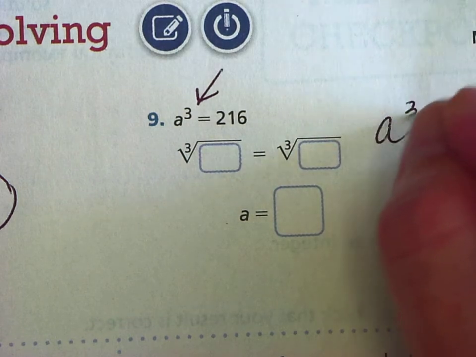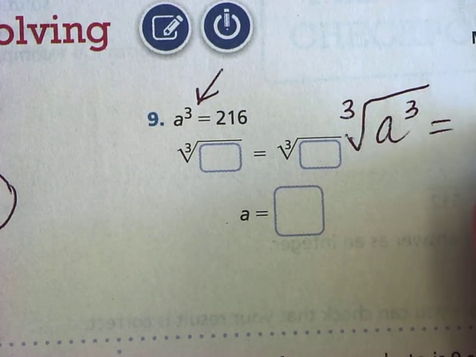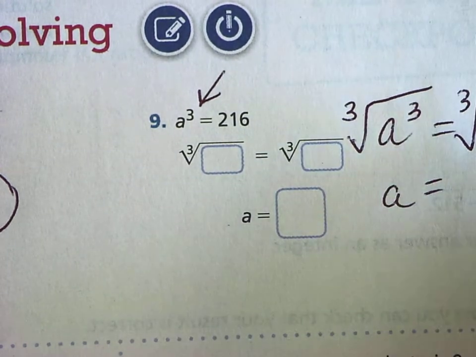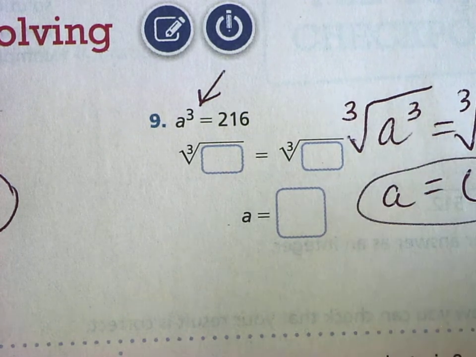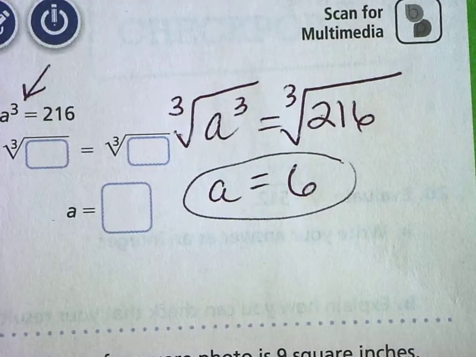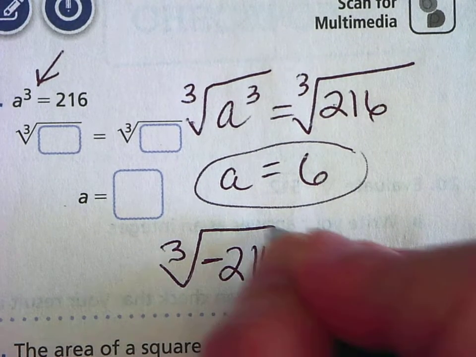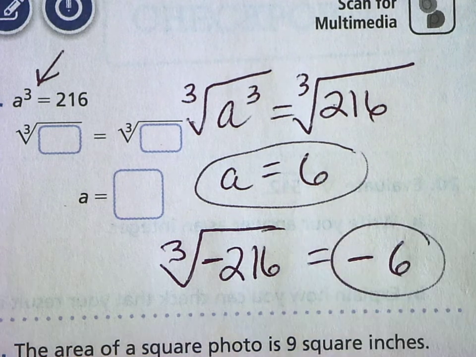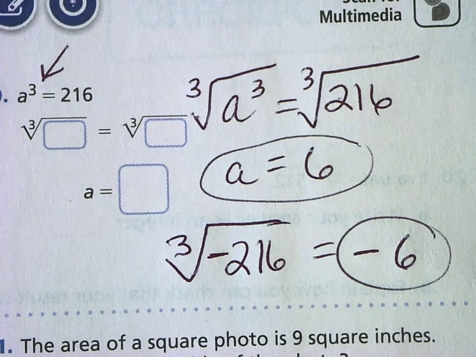Now this, the one right next to it, says cube root. So because it's a 3, you're going to cube root both numbers. So the cube root of a cubed is a, and then the cube root of 216 is just positive 6 because this is a positive number inside. If it were the cube root of negative 216, then your answer would be negative 6 because -6 times -6 times -6 is -216.